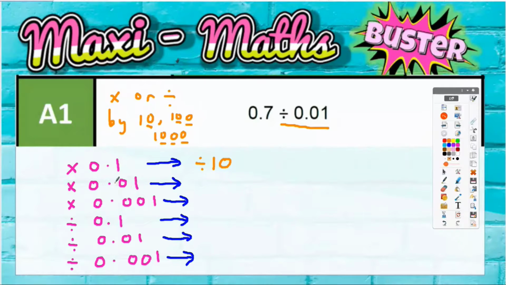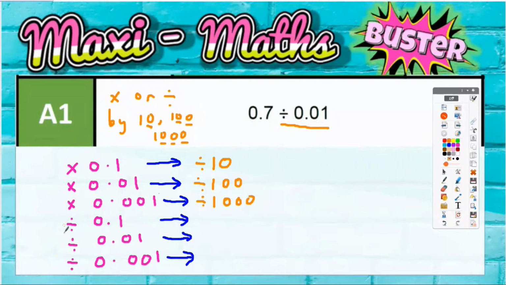Timesing by 0.01, so swap the times for a divide. Take the point out would be 0, 0, 1. Flip the digits around would be 1, 0, 0. So timesing by 0.01 has the same effect as dividing by 100. Same again here. So swap the times for a divide. Take the point out, 0, 0, 0, 1. Flip the digits around, 1, 0, 0, 0. And that becomes divide by 1,000.